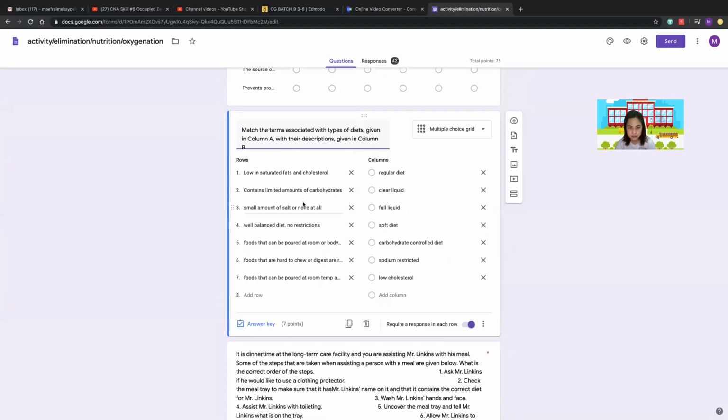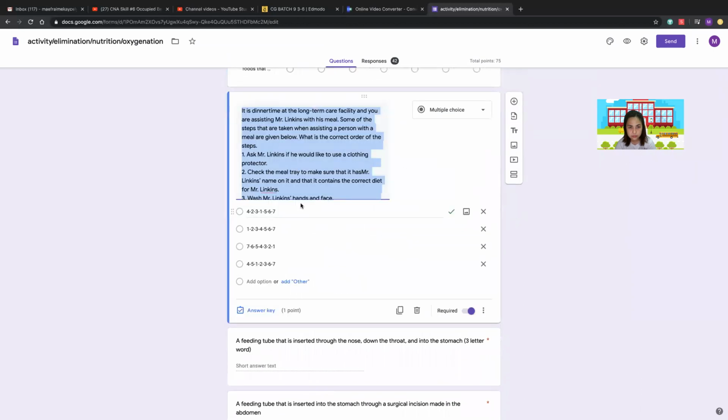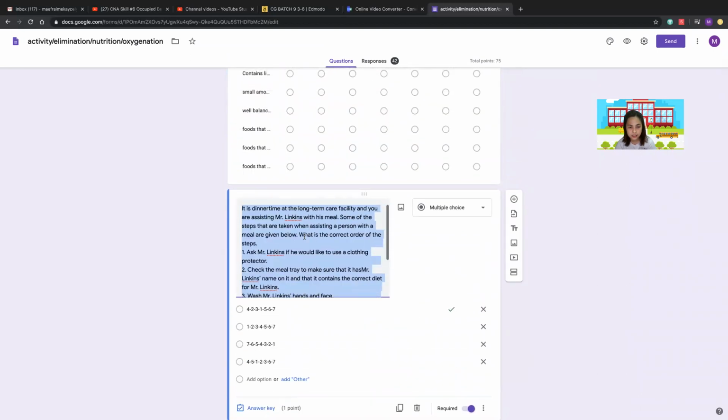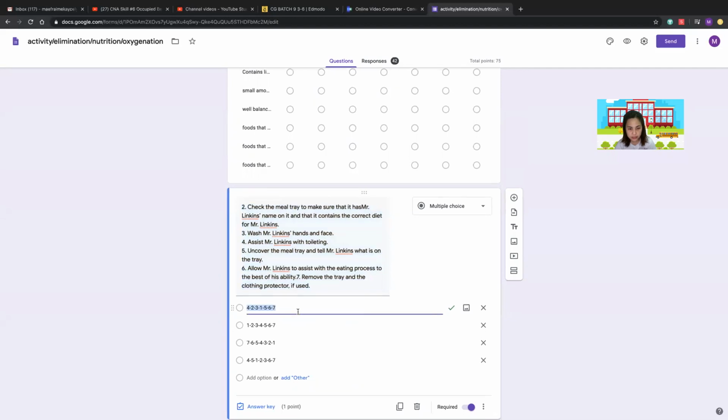Then, there is a scenario here which tells you to arrange in sequence the steps on how you will assist a patient during feeding. So at dinner time at a long-term care facility, you are assisting Mr. Linkins with his meal. Some of the steps that are taken when assisting a person with a meal are given below. So the correct answer will be 4, 2, 3, 1, 5, 6, 7.